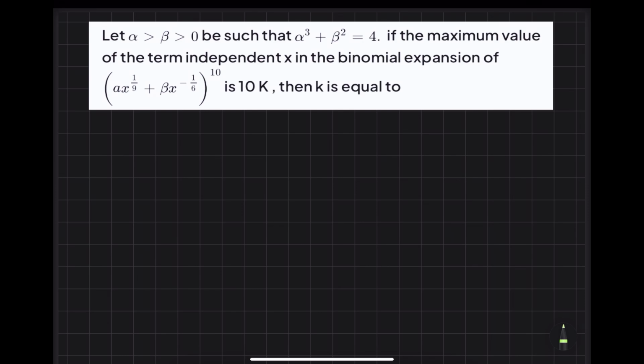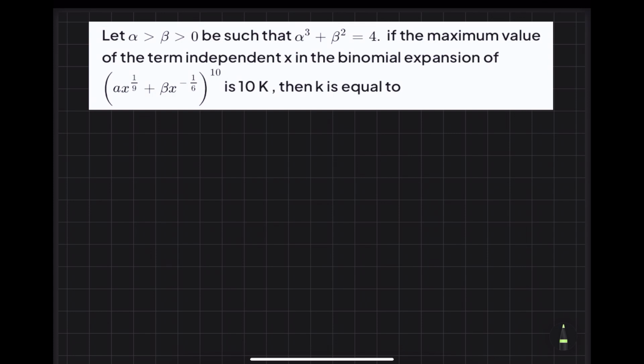So first we are interested in finding the term independent of x. So let's approach the term independent of x first. Here x is being involved, and in the next part also x is being involved. Both will contribute, and we don't know which part will be the required term.